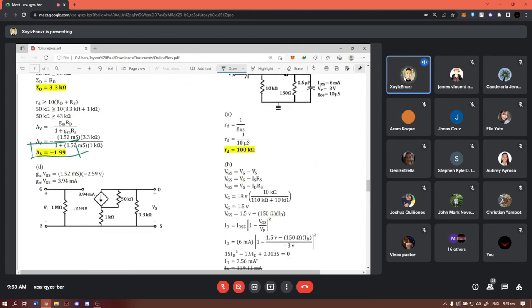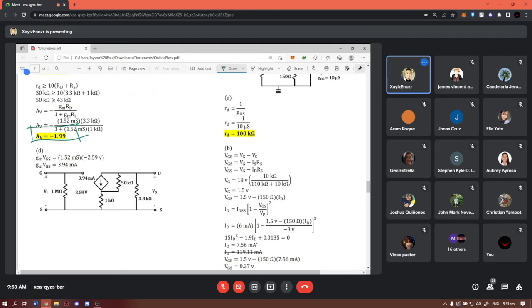Okay, next, find yung output current. It is GM VGS. So, 1.52 times negative 2.59. So, lagay nyo lang siya dun sa ating equivalent circuit. So, that's it. Ayan. 2.59, 1 mega ohms, 1 kilo ohms. Ito yung RS natin. So, 50 kilo ohms. Ito yung RD or dynamic drain resistance. So 3.3, ito yung ating output resistance, ay output impedance. Then that's it.